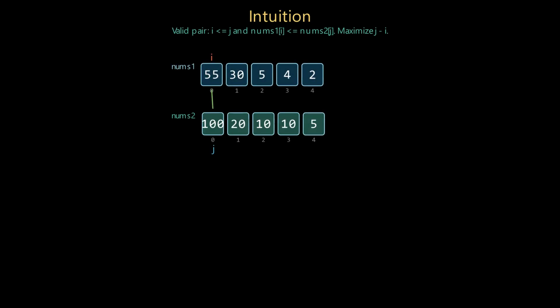We have two arrays sorted from largest to smallest. We pick an index i in the first array and an index j in the second, with j at least as far right as i. We need nums1 at i to be at most nums2 at j. We want to make the gap j minus i as wide as we can.